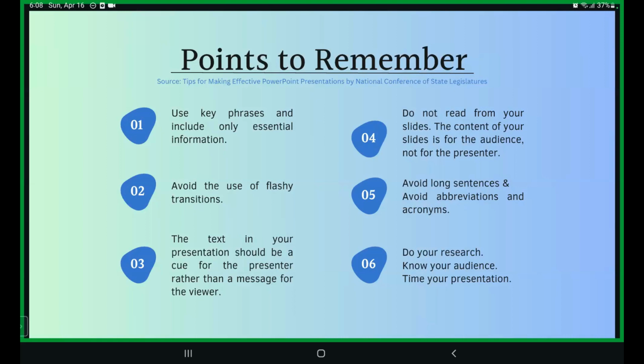Why is that important? That is important because our presentation needs to be on point, it needs to be direct, and it needs to convey to our audience what we are talking about. Let's not drag them dry. Let's not lose their interest or their attention while we are presenting, as well as avoiding use of flashy transitions in order to keep their attention.